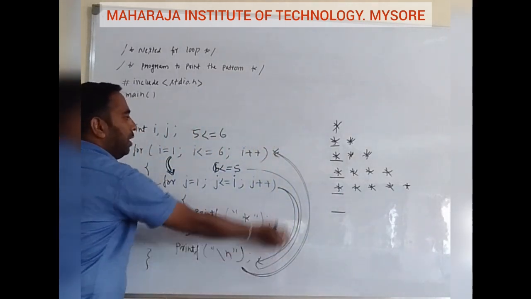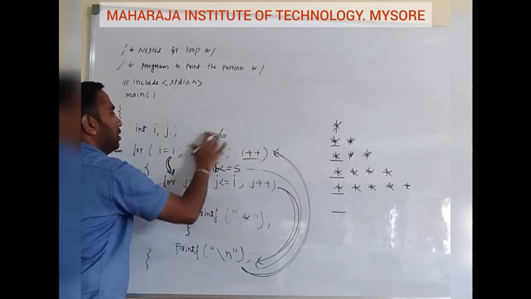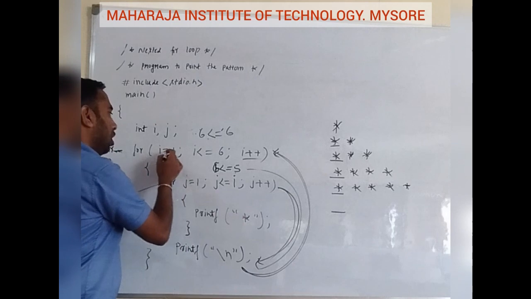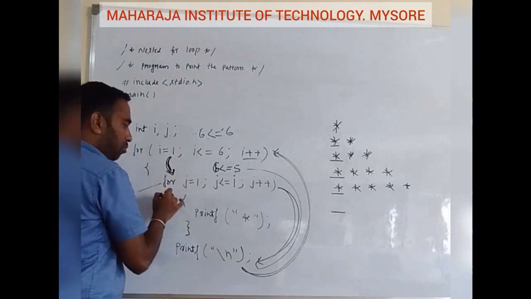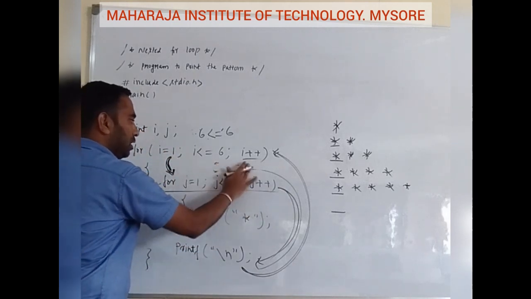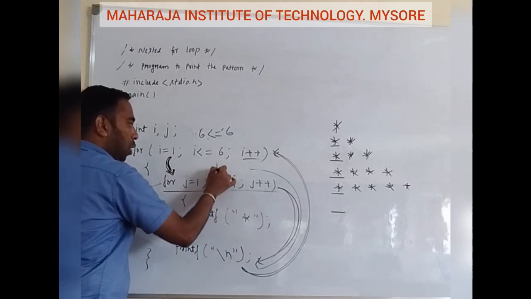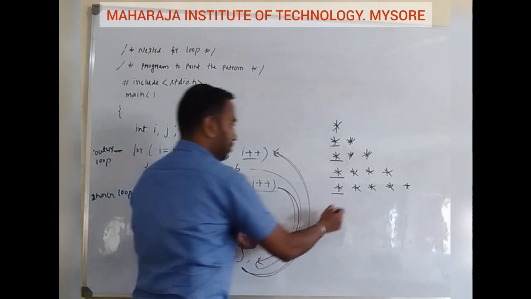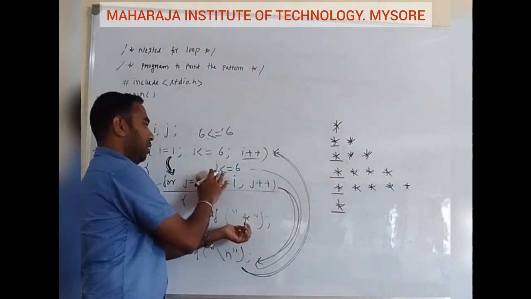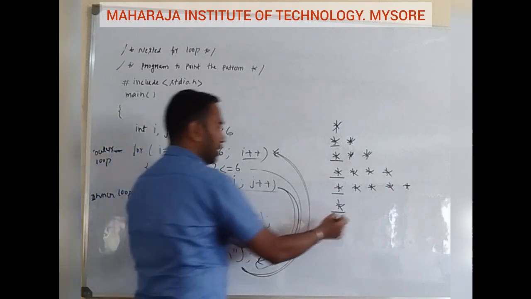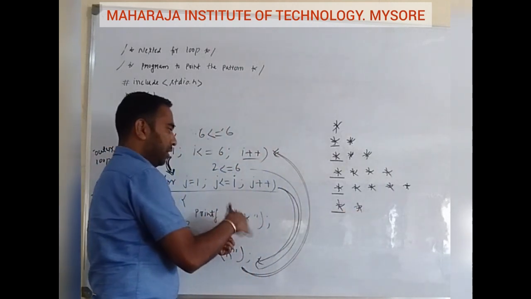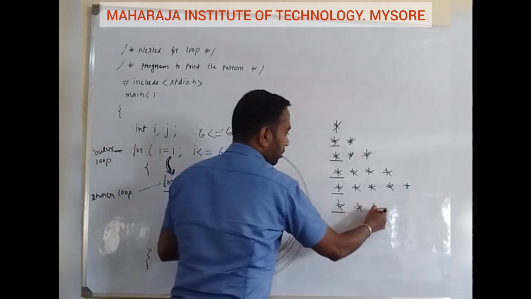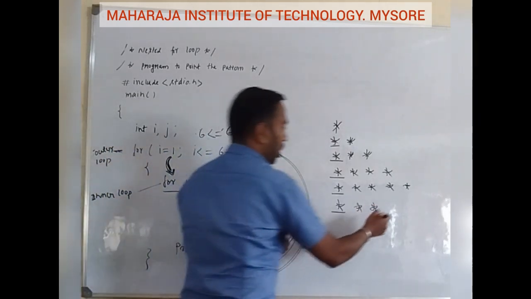Then i is incremented. i becomes 6. 6 is less than or equal to 6. Yes. The outer loop comes inside the for loop. Checks the condition for this. j value 1. 1 is less than or equal to 6, yes, print star. Increment j, 2 is less than or equal to 6, yes, print star. Increment j, j becomes 3, print star. Increment j, how many times?